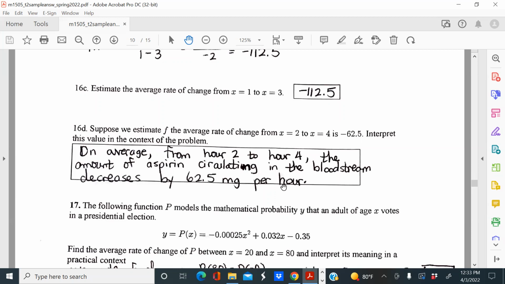Probably you will have an interpretation like this one on the test of average rate of change. So make sure you have reviewed that on the sample test in your notes, right? So you will be able to write down that interpretation correctly.